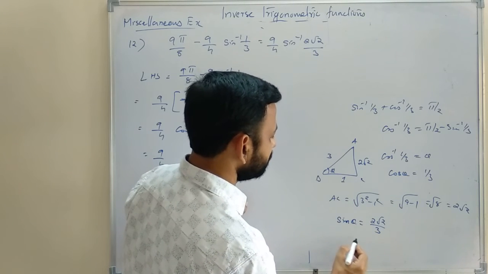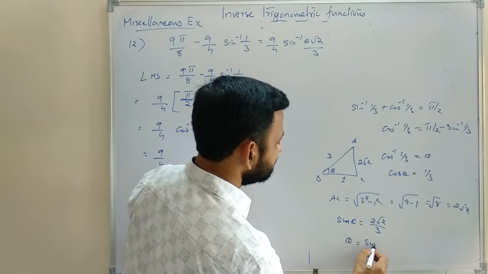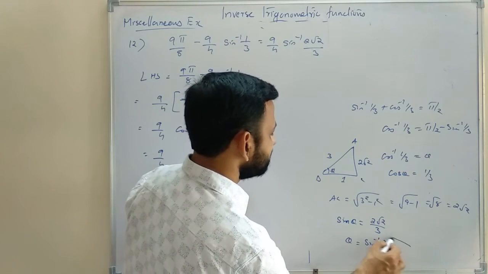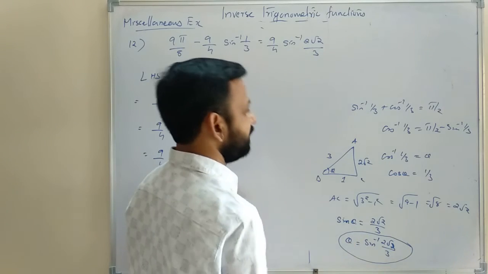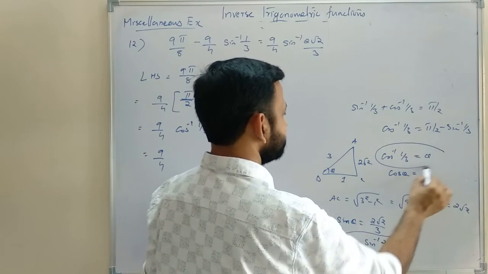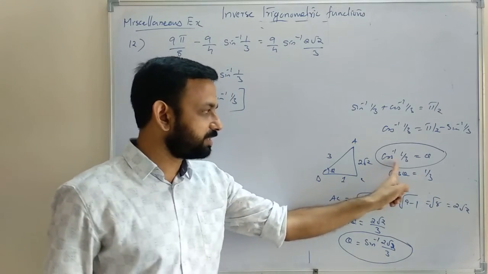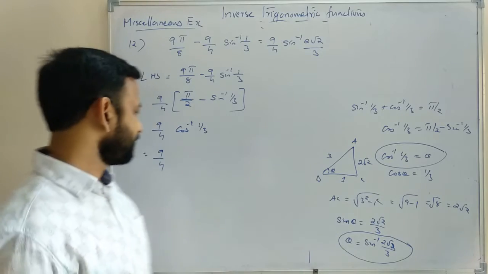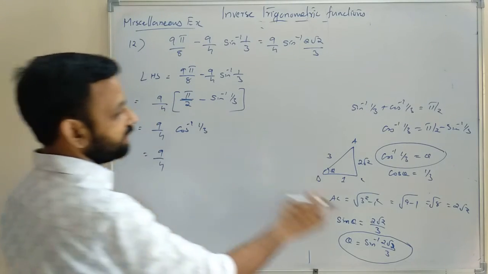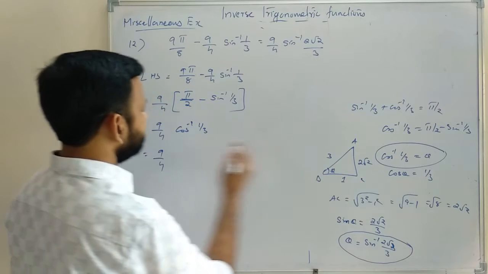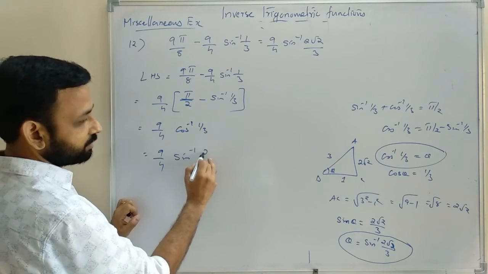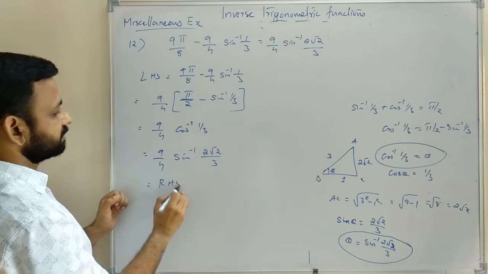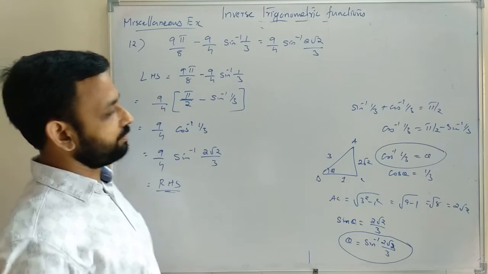If sin theta is 2 root 2 upon 3, then theta is equal to sin inverse 2 root 2 upon 3. And here theta is equal to cos inverse 1 by 3. So we can say cos inverse 1 by 3 and sin inverse 2 root 2 upon 3 both are same. So cos inverse 1 by 3 can be replaced by sin inverse 2 root 2 upon 3. So we got the result, that is RHS. So we got LHS equal to RHS.